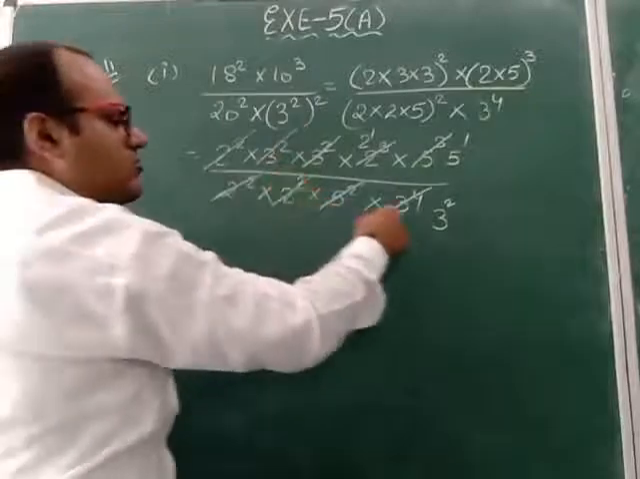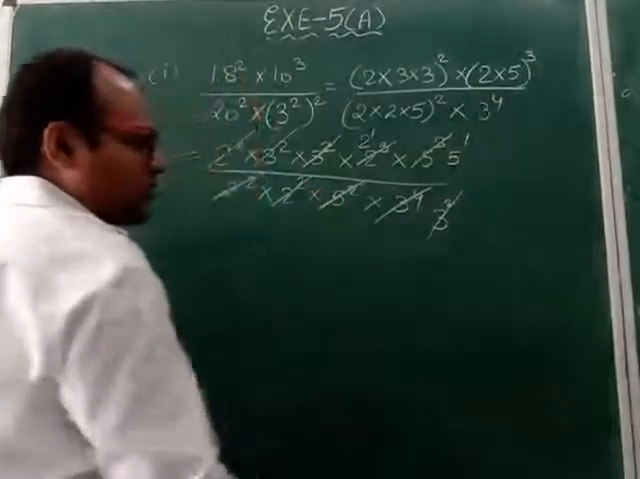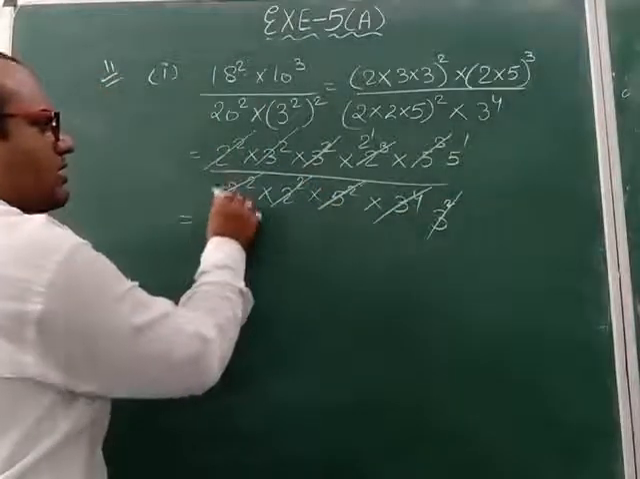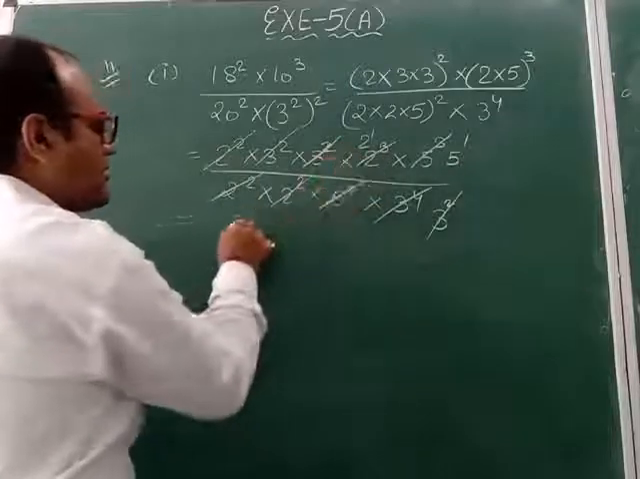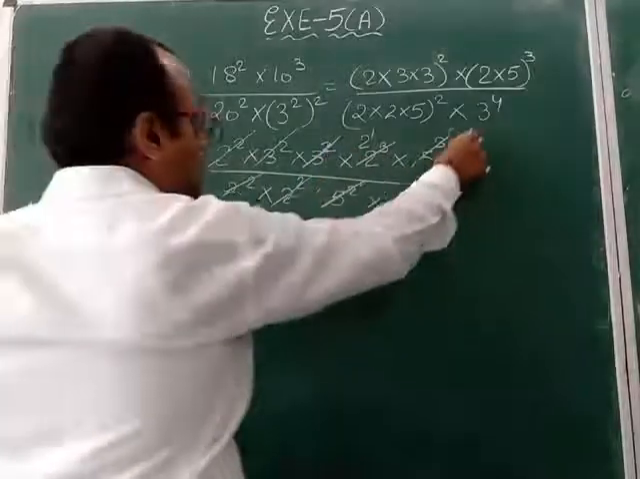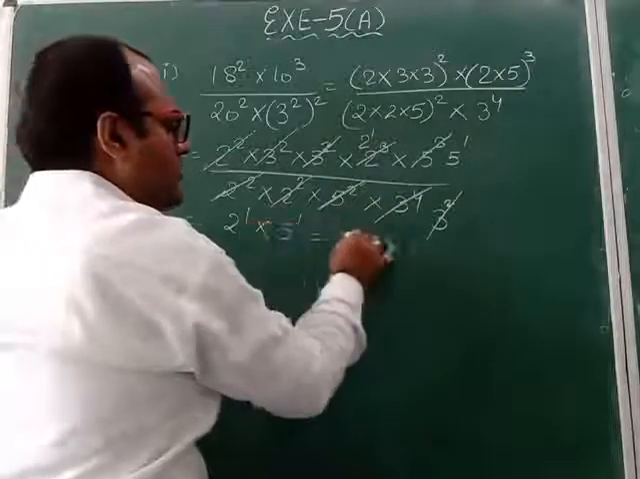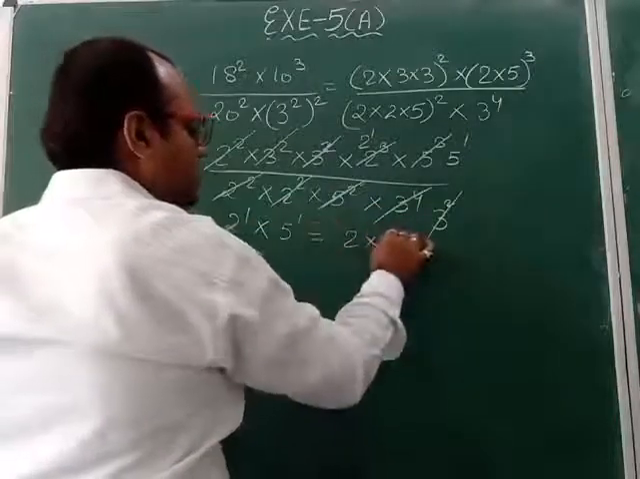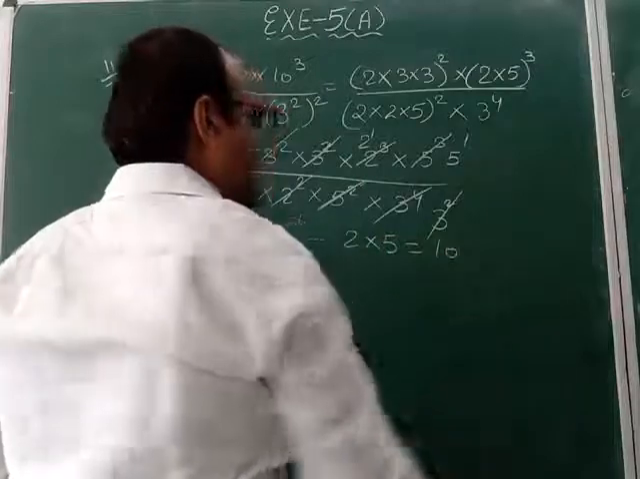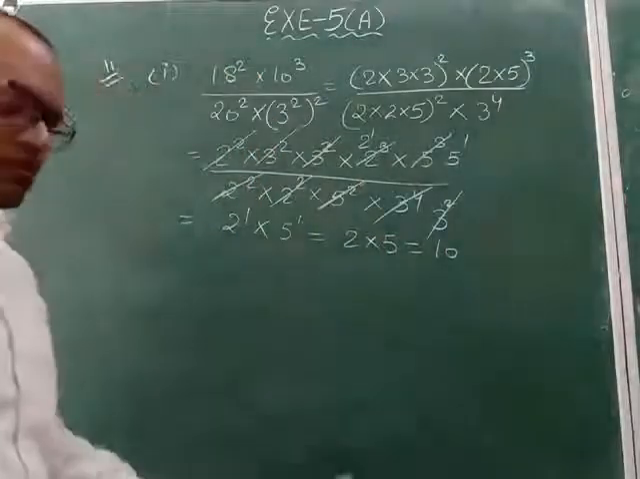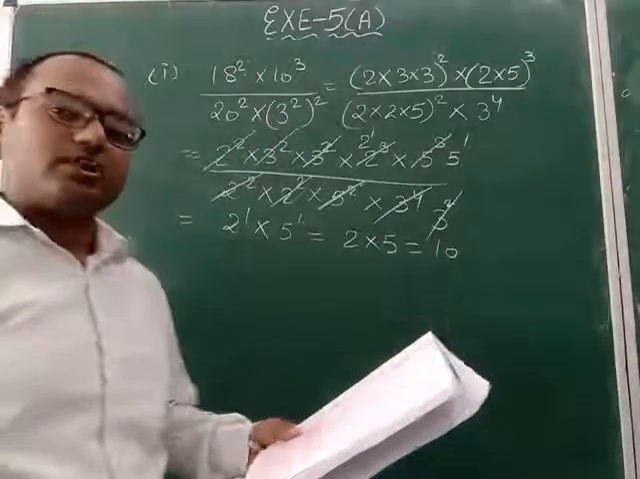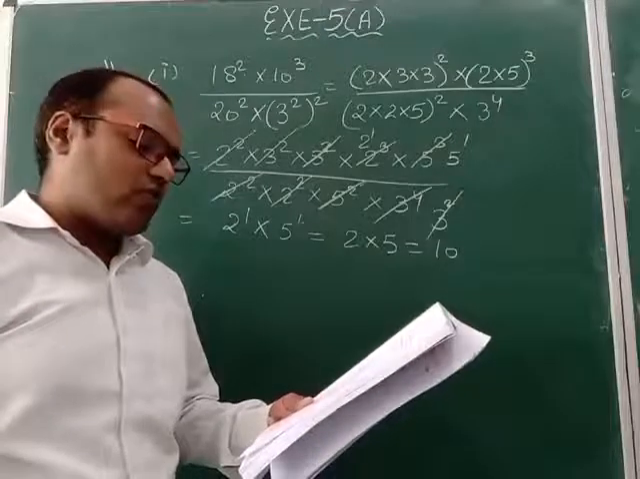Upside it is 3 power 2, downside also it is 3 power 2. These two will get cancelled. So now the remaining numbers are 2 power 1, 5 power 1. Downside nothing is remaining. So 2 power 1 is 2, 5 power 1 is 5. So on solving it, the final answer is 10. So like this you have to do all the parts of this question number 11. Now question number 12.